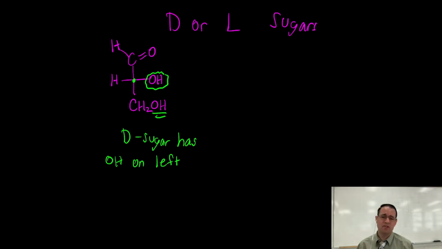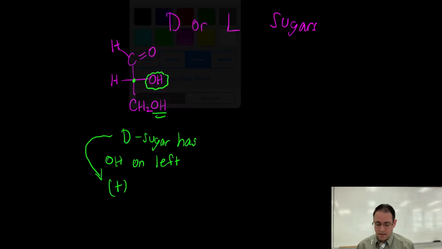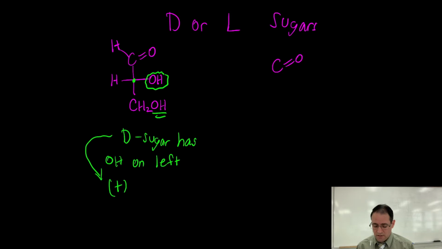And remember, the capital D does not correspond to R or S. It corresponds to the direction that plane polarized light is rotated when this substance is put into a polarimeter. This is also referred to as the plus isomer, okay? So D is plus. It stands for dextrorotatory, okay?